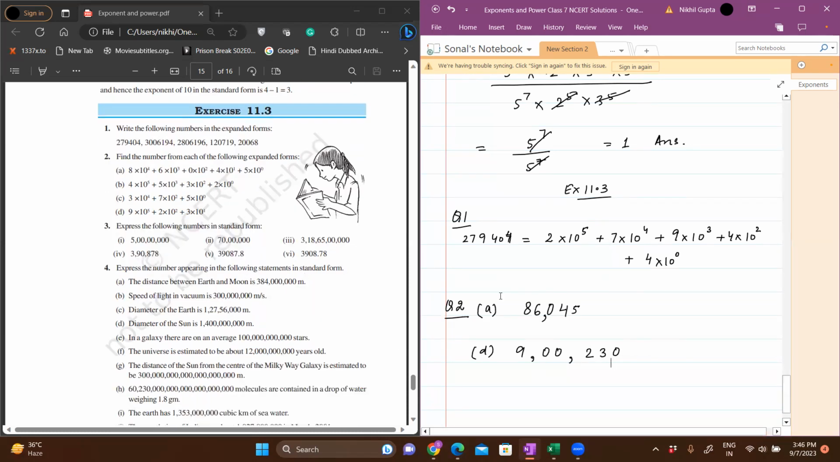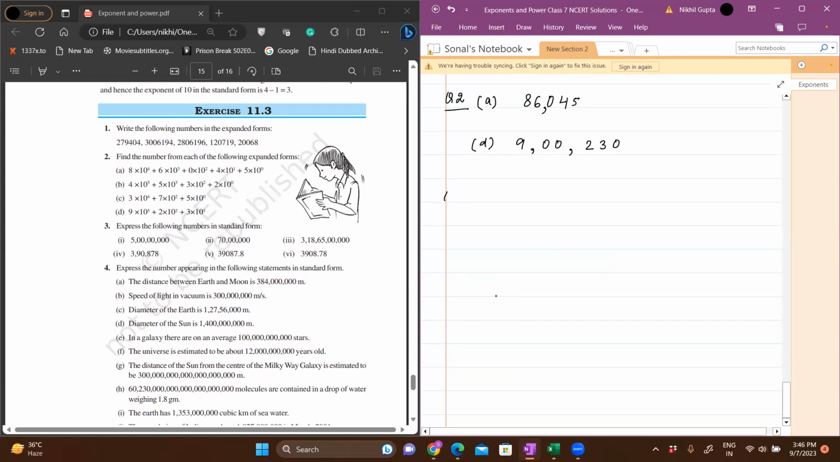Now let's come to question number 3, where we need to write down the standard form. So the standard form for the fifth part is 39087.8. What we need to do is shift that point after 3. That would be 3.90878 multiplied by 10 to the power 4, since we are shifting the decimal point 1, 2, 3, 4 places. Right?